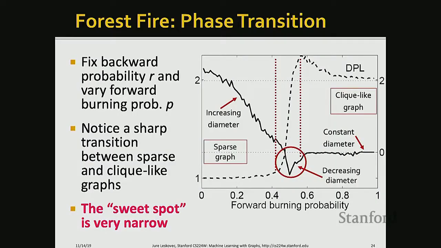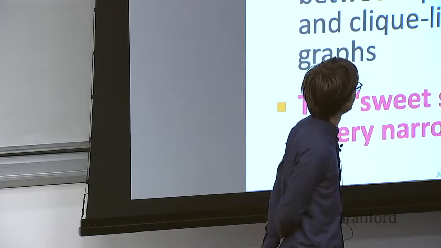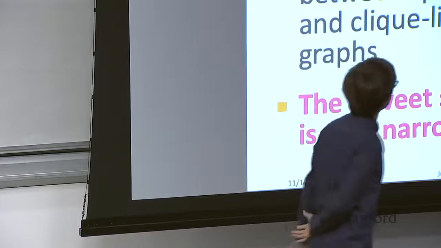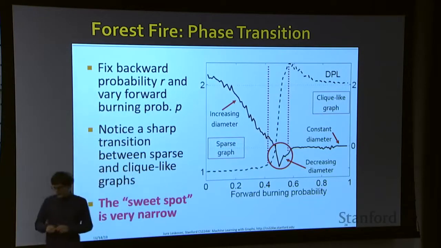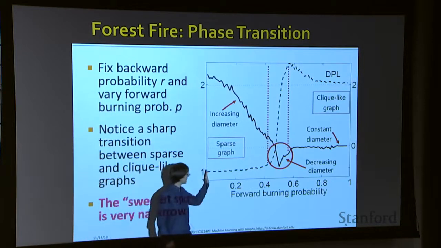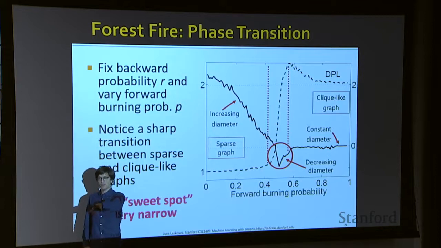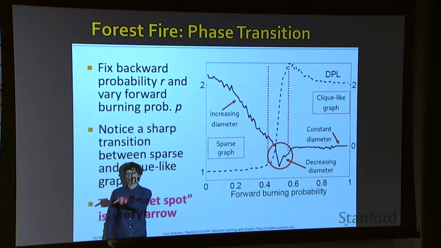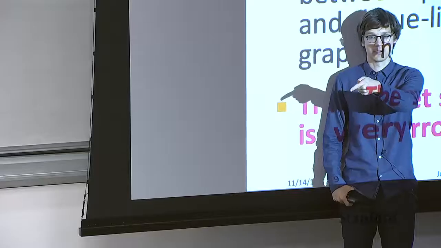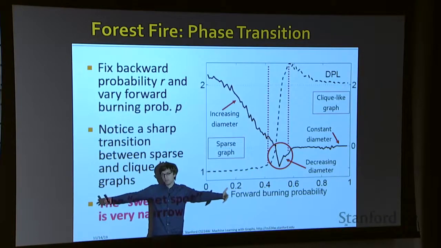Go back to the last slide. Why does the diameter increase when the forward burning probability is going from 0 to 0.4? So why is the diameter increasing here? Because if the burning probability is small, then just think of this endpoint here. This means that whenever a node arrives, it selects an ambassador, but then no fire happens. So this means essentially I'm creating this tree where every node has one outgoing edge, right? So the diameter will be increasing because I'm just creating a tree.